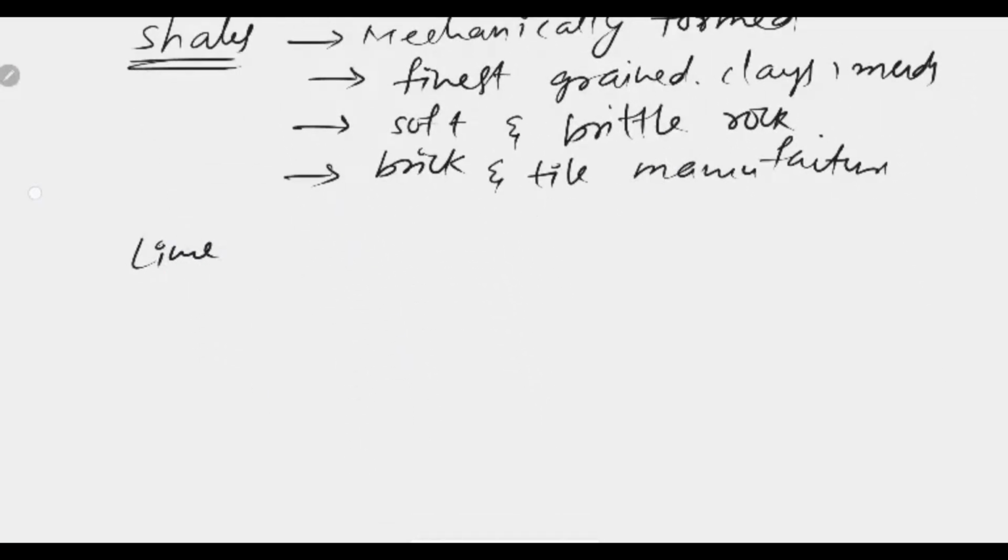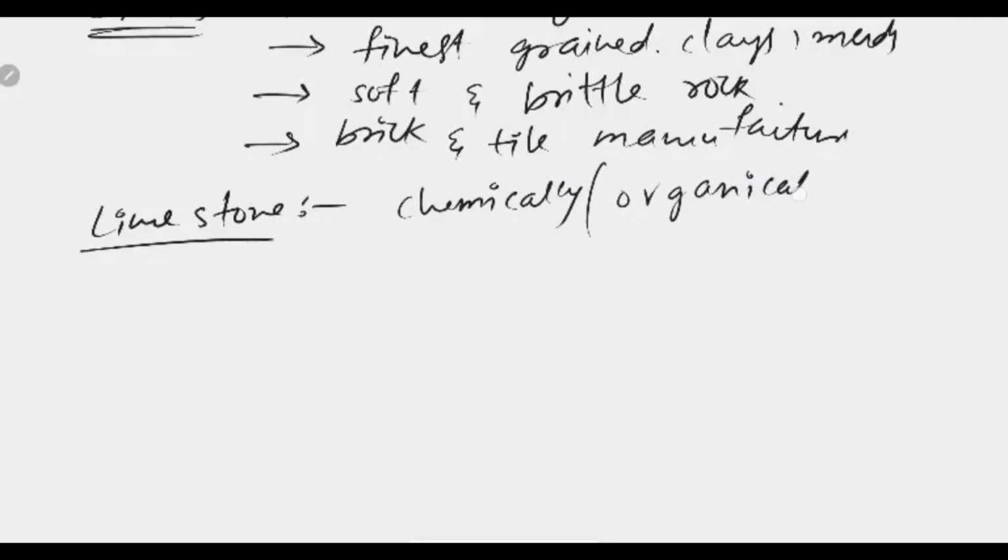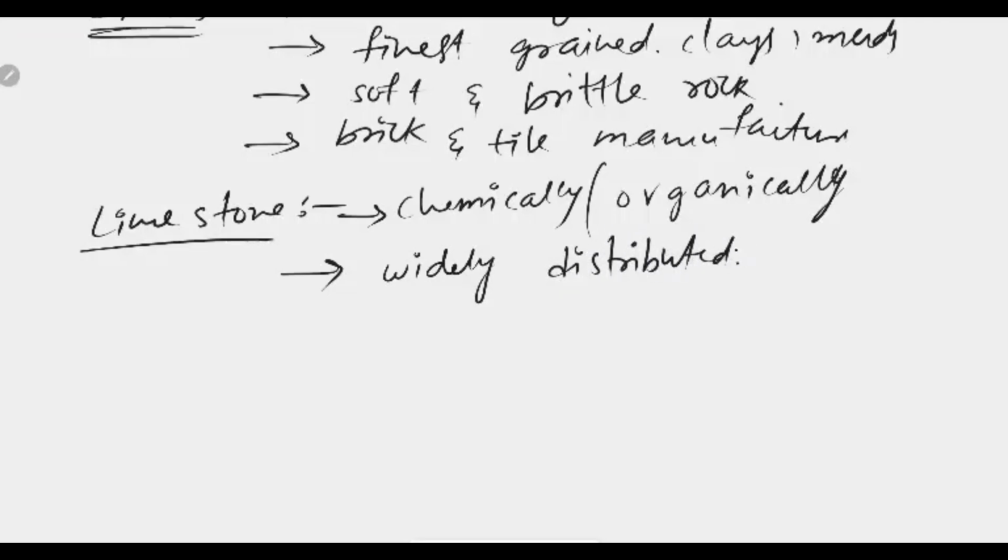Limestone. Limestone is chemically or organically formed. Very widely distributed. It can also have clay, silica, quartz, etc. These are the sedimentary rocks.